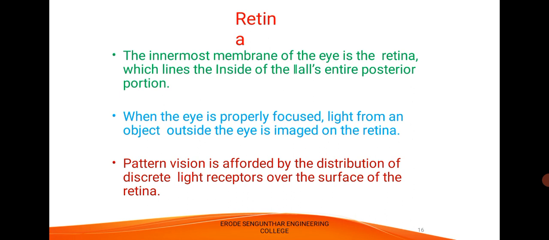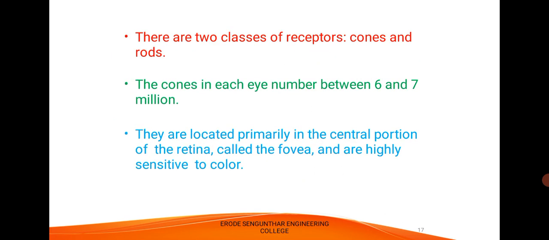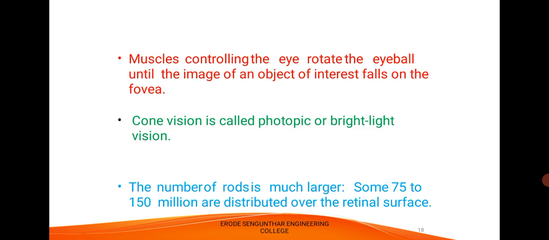Pattern vision is afforded by the distribution of discrete light receptors over the surface of the retina. There are two classes of receptors: cones and rods. The cones in each eye number between 6 and 7 million. They are located in the central portion of the retina called the fovea and are very sensitive to color. Muscles controlling the eye rotate the ball until the image of an object of interest falls on the fovea. Cone vision is called photopic or bright-light vision, and rod vision is called scotopic or dim-light vision. The number of rods is much larger, 75 to 115 million, distributed over the entire retinal surface.